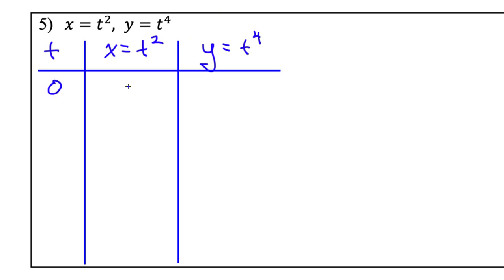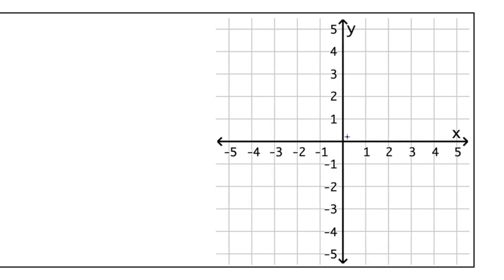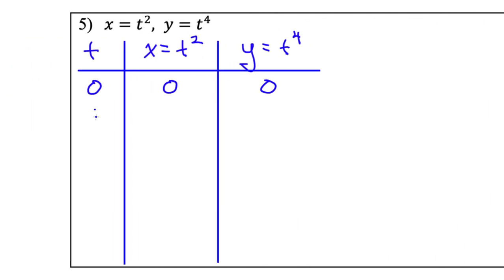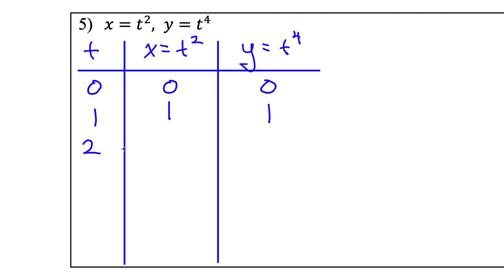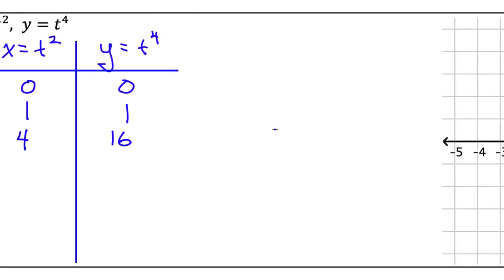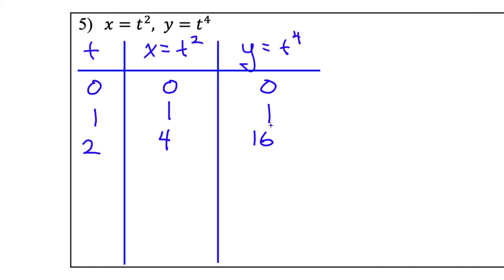So 0, it's going to be 0, 0. That means 0, 0 is on my graph. Let's choose 1. 1 squared is 1. 1 to the power of 4 is 1. 1, 1 is on my graph. Let's choose 2. 2 to the power of 2 is 4. 2 to the power of 4 is 16. Is that even available to us? No. I'm going to get rid of that one then.